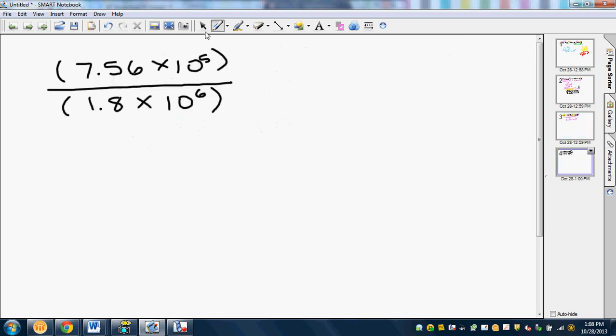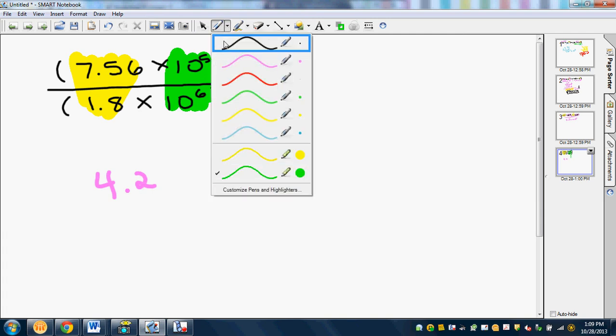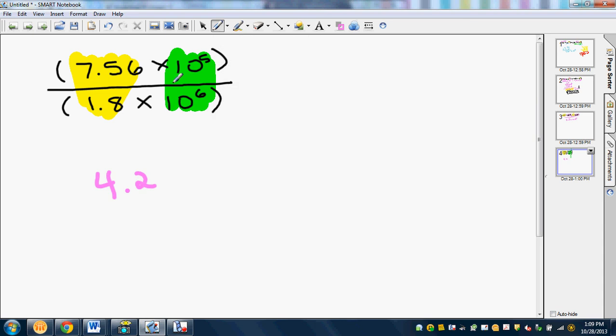All right, with the next example, dividing, I'm going to divide these numbers first. So when you divide 7.56 divided by 1.8, you get 4.2. So when I divide here, I get 4.2. All right, and then I'm going to divide 10 to the power of 5 over 10 to the power of 6. So the exponent rule is that when you're dividing and they have the same base, you subtract your powers. And 5 minus 6 is -1. So this is going to be 4.2 times 10 to the power of -1.